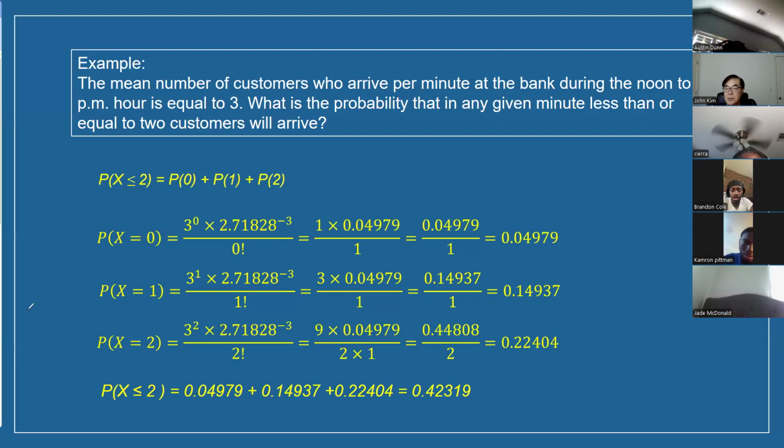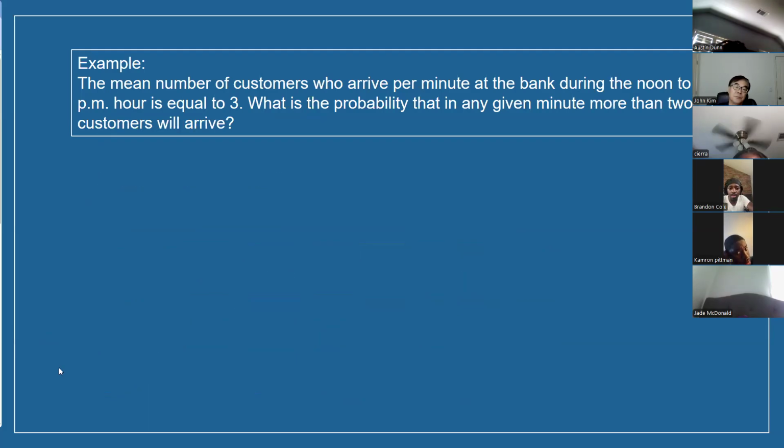Okay, next example. Same condition. What is the probability that in any given minute, more than 2 customers will arrive?